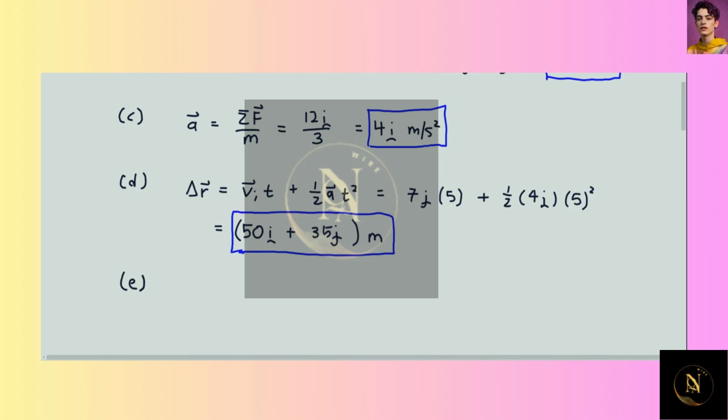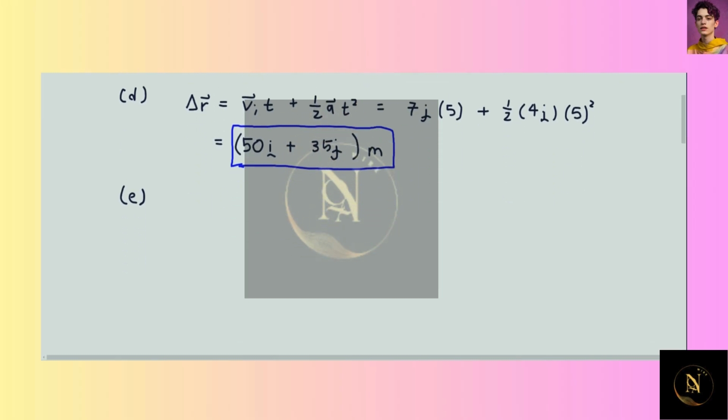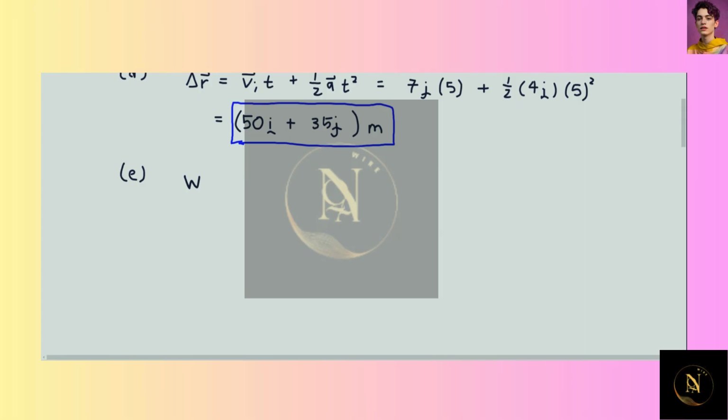In part E, we want to find the work done on the object. So we are asked to use this formula, force dot delta r. The force is 12i dot product with the delta r, which is 50i plus 35j, and we get 600 joules. The i dot j is 0, so only the i dot i term survives. So this is the answer for part E.